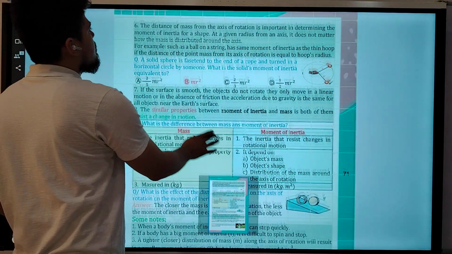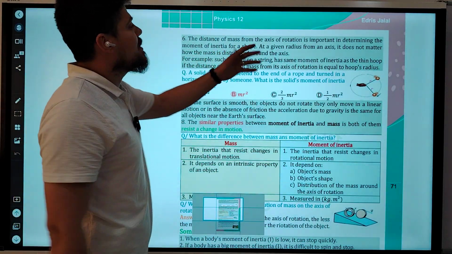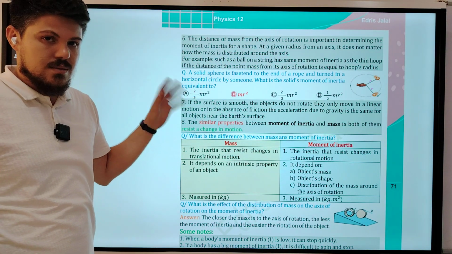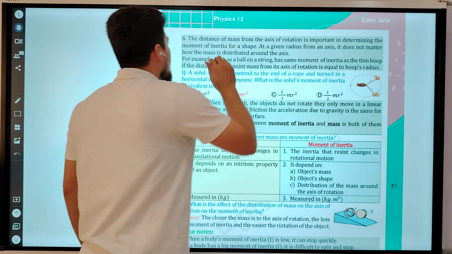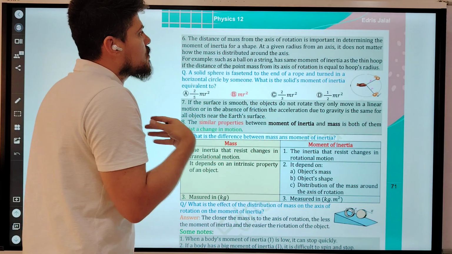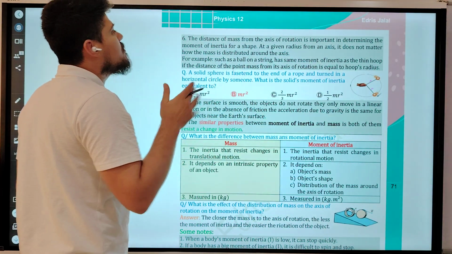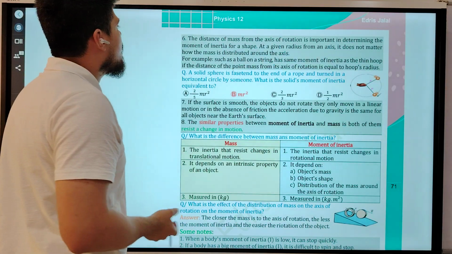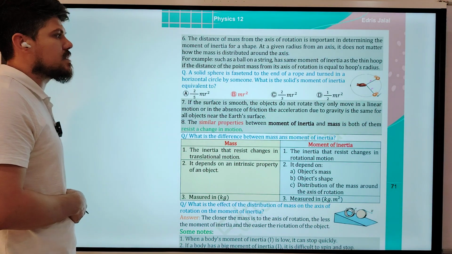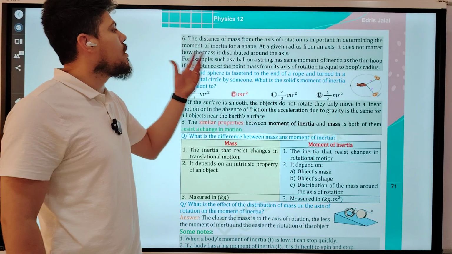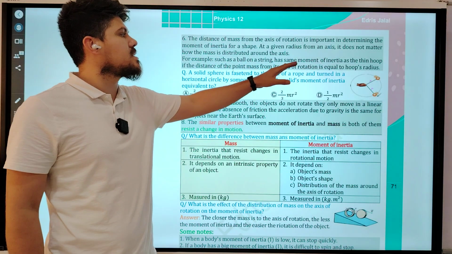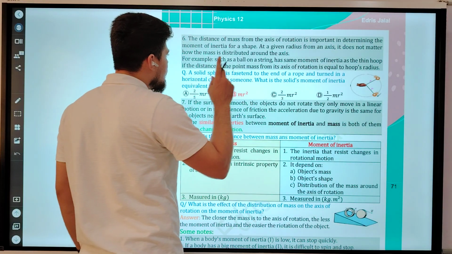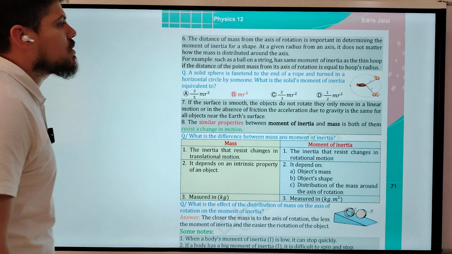The distance of mass from the axis of rotation is very important in determining the moment of inertia. I'm going to repeat, please listen carefully. The distance of mass from the axis of rotation is very important in determining the moment of inertia for the shape. At a given radius from an axis, it doesn't matter how the mass is distributed around the axis. For example, a ball on a string has the same moment of inertia as the thin hoop, if the distance of the point mass from its axis of rotation is equal to the hoop's.